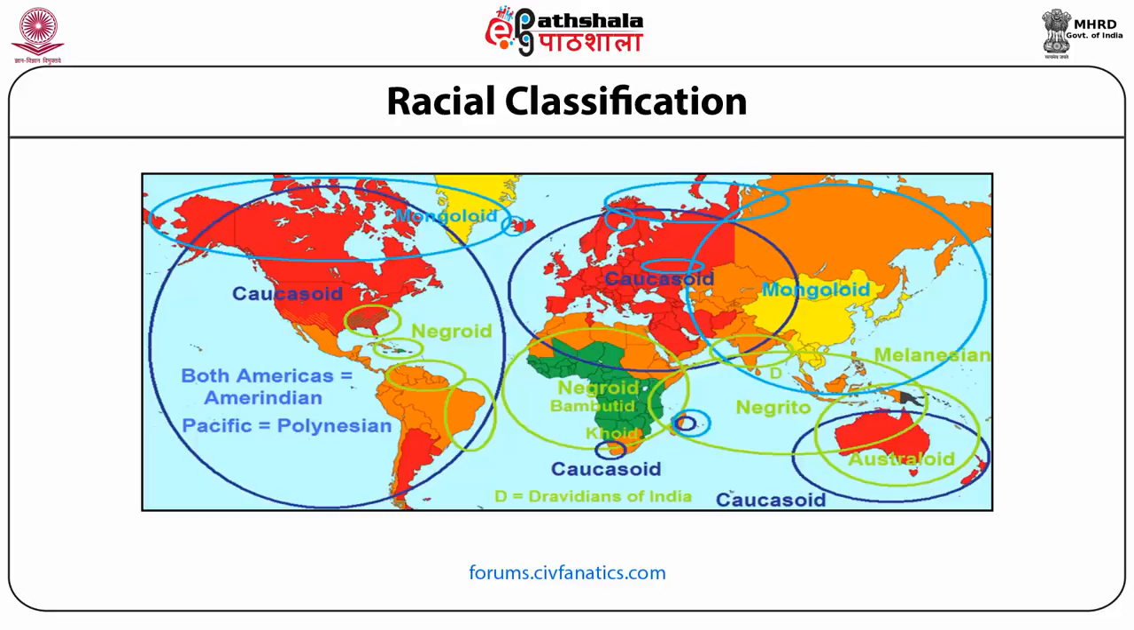Like, if you see the top part of the North American continent, in a certain region we can see the Mongoloid, in the lower part we can see Caucasoid, and in the further lower part we see Negroid.